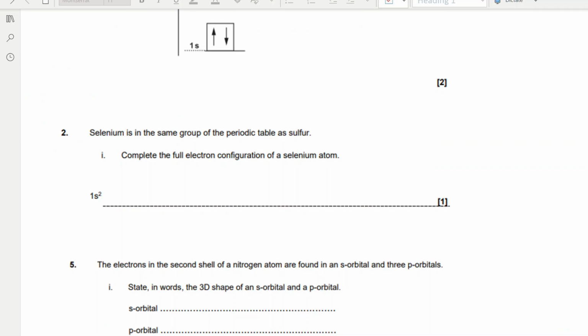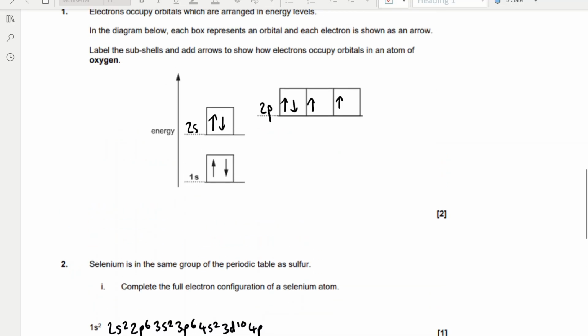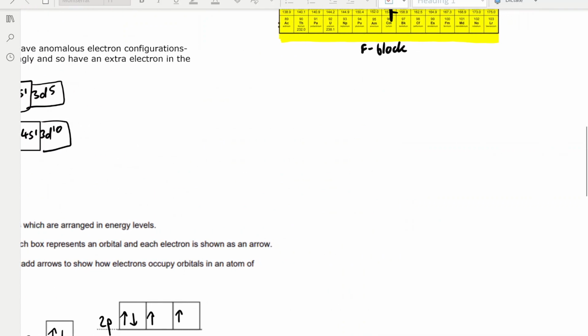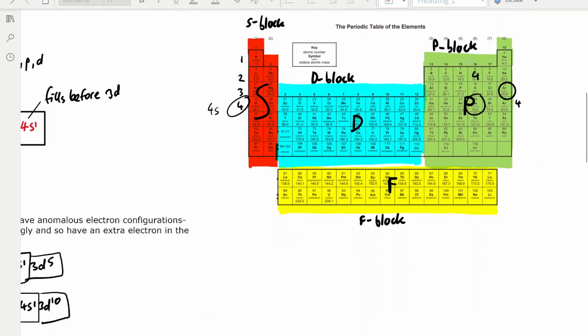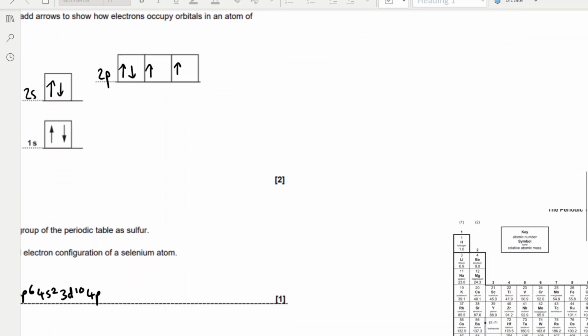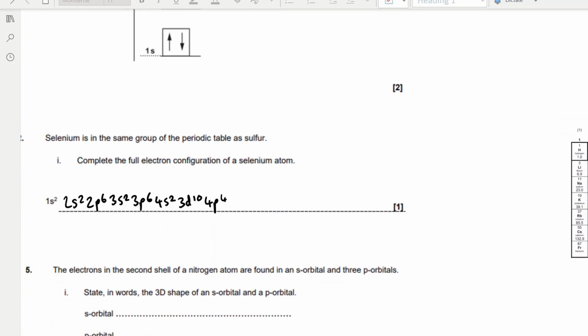So it's going to be 1s2, 2s2, 2p6, 3s2, 3p6, 4s2, 3d10, 4p, and then if we have a look again, we can see that it has 4 electrons in the 4p subshell, so it's going to be 4p4. And notice it's a selenium atom, not a selenium ion.